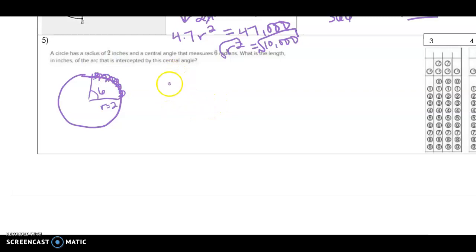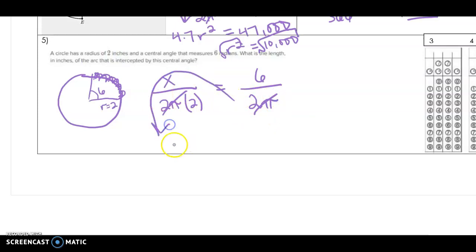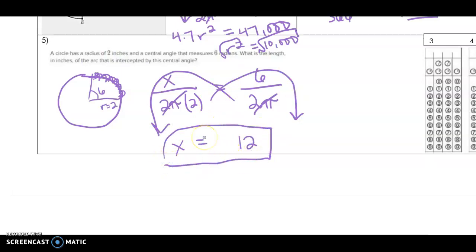Well, there we're going to do just like we've been doing. The piece, arc length, over the entire circumference, 2 pi r, where r is 2, is equal to 6 radians over 2 pi radians. The 2 pi's cancel out. X is equal to 12. So we'd fill in 12 here, and that is your 5.1 mastery check.